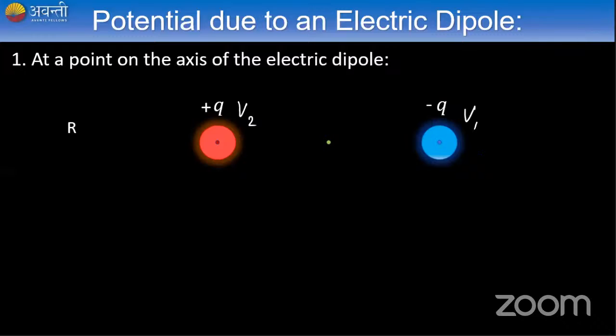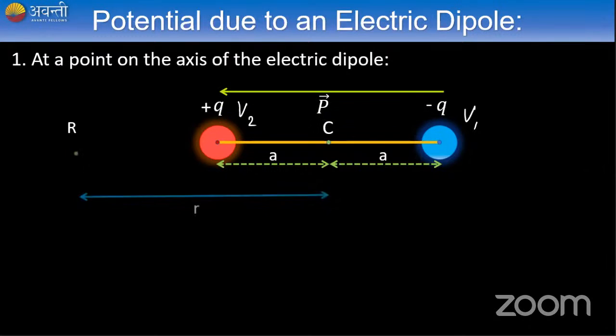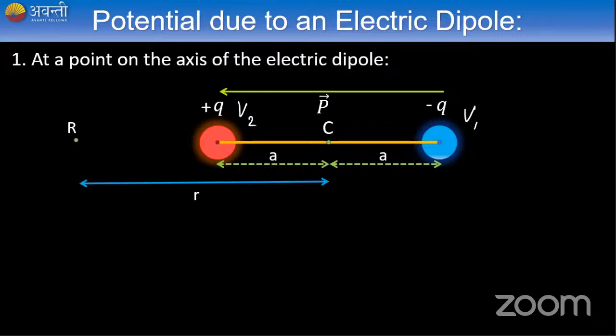If V1 and V2 are the electric potentials for charges minus Q and plus Q respectively, and if we consider a point R in the region, separated by a distance of small r from the midpoint of the dipole to the point R, then what could be the electric potential experienced at this point R due to this dipole, guys? Tell me, what is the electric potential?